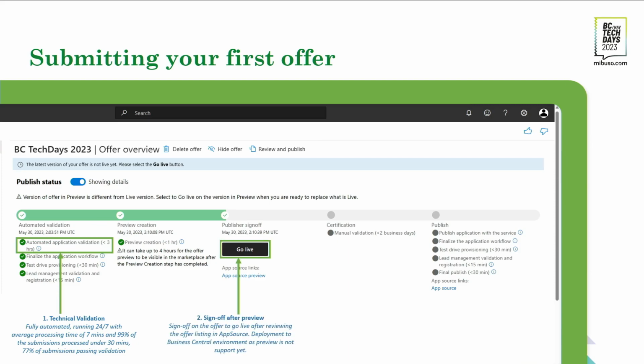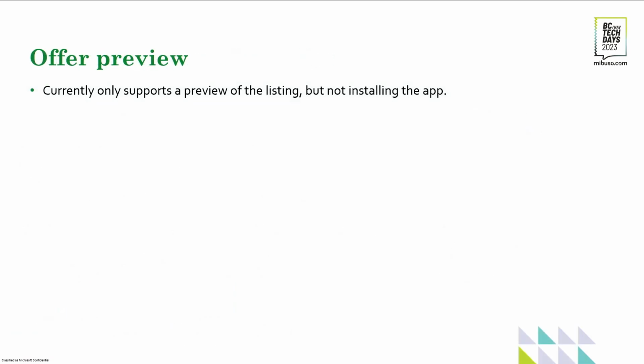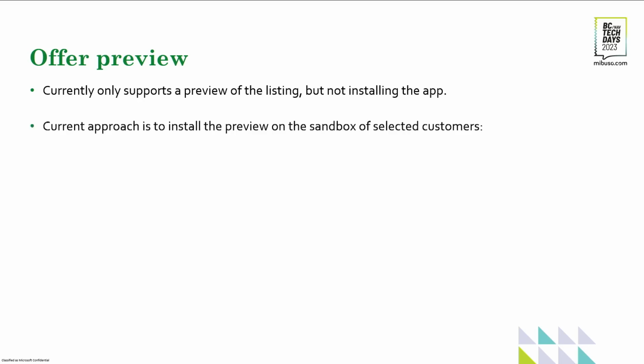Once you're done with the technical validation, the submission process will keep on, and you'll now have a preview deployed. And you'll be asked to sign off on that preview. There's one thing to take into account here. We currently only support the preview of the listing in the AppSource marketplace, meaning that you'll see your app with all your marketing materials there. You can review them, correct them if needed, but you won't be able to install the app in customer environments yet. So the current approach for that is to deploy it on sandboxes of selected customers, and here are some high-level steps on how to do it.